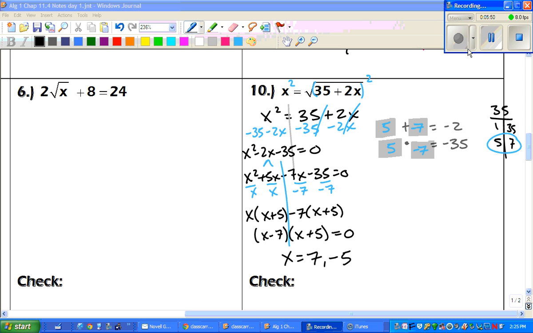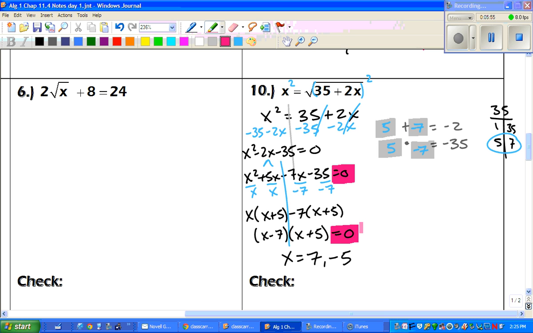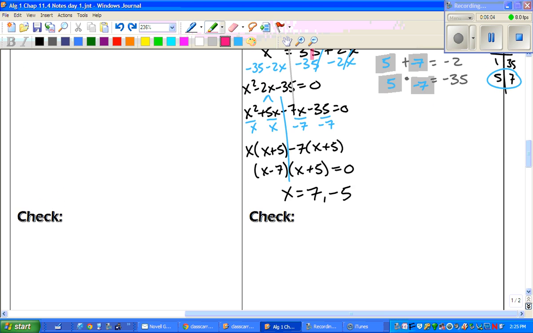Okay, so after you do all that, you should get x equals 7 and x equals negative 5. My key thing would be don't forget about that 0, because some of you guys leave that off. Okay, so just remember to keep writing the 0. And now we're going to have to do the check again. So the first one we're going to check is 7. And so 7 equals the square root of 35 plus 2 times 7. Okay, so that's 1. And then the other one that we have to check is negative 5.